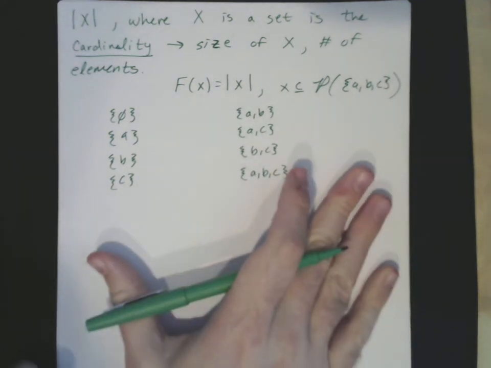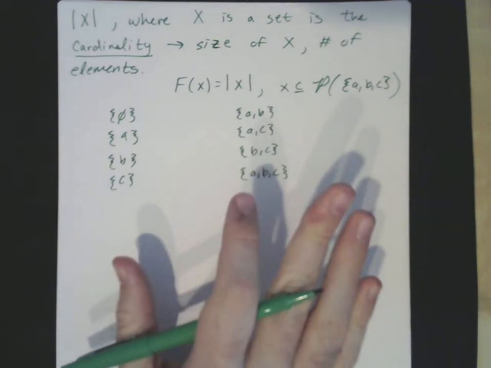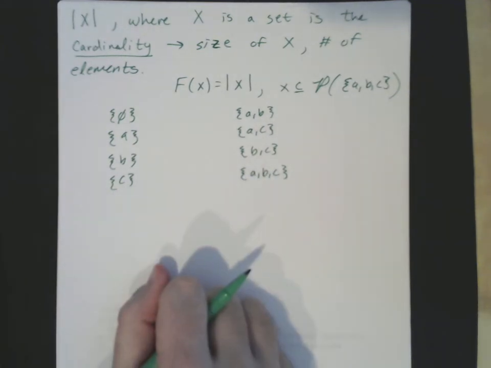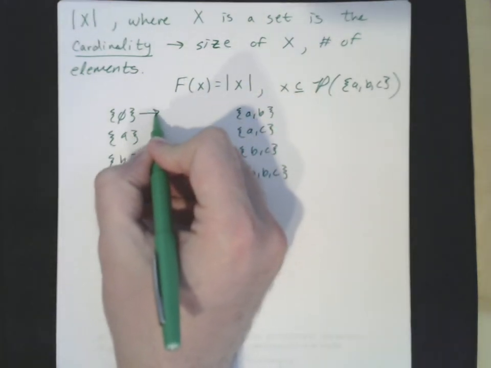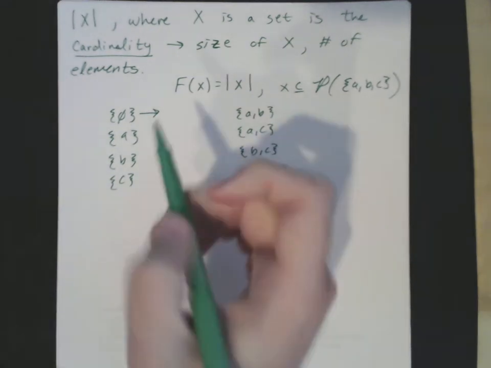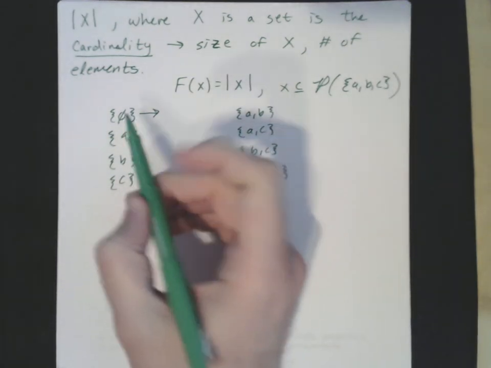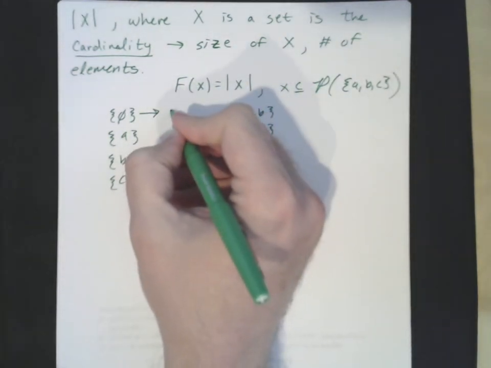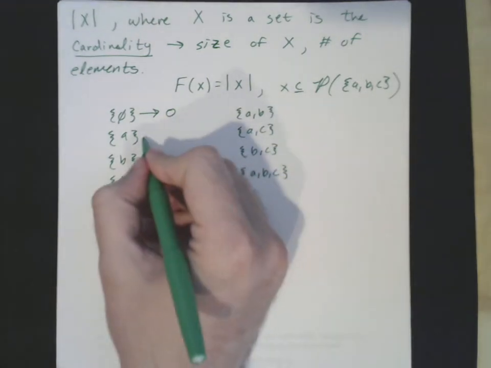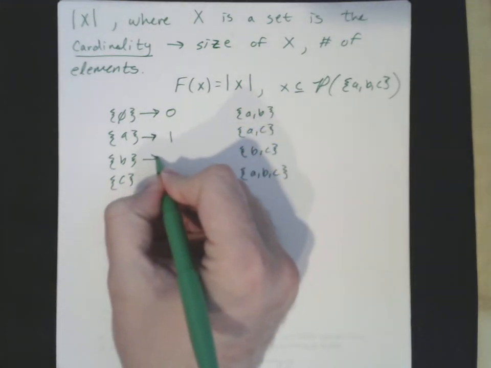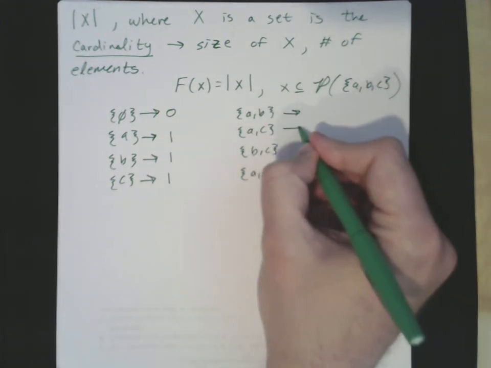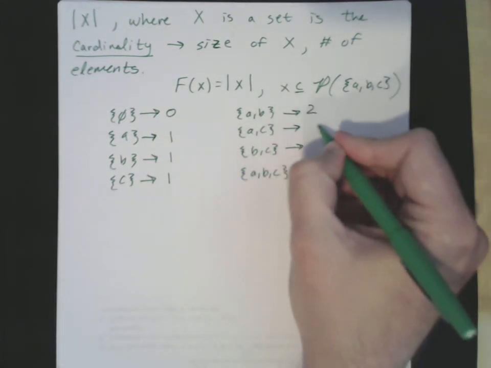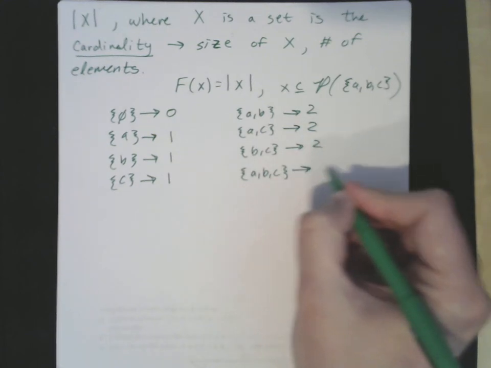So we're going to use this particular example to really discuss codomain and image. Well, they're the same thing. But for now, let's just go ahead and map this. So f of x, the size here, there's nothing, it's the empty set. So this is 0. The size is 1 here, the size is 1 here, the size is 1 here. For all three of these, our size is 2. And here our size is 3.